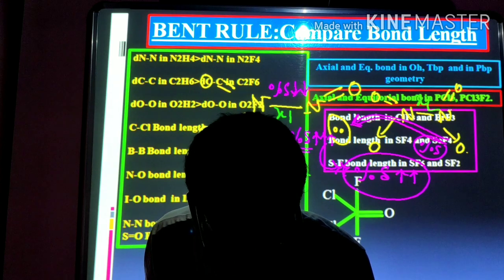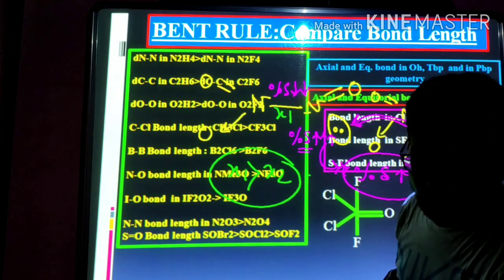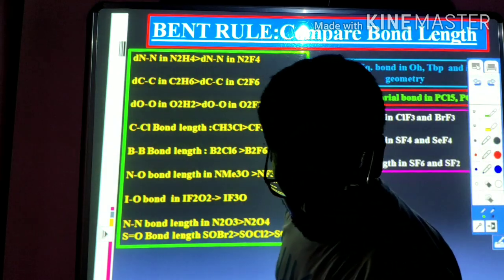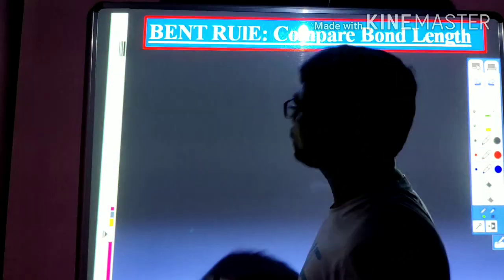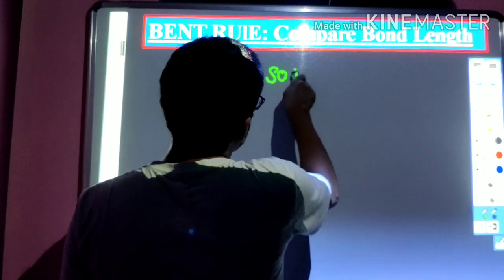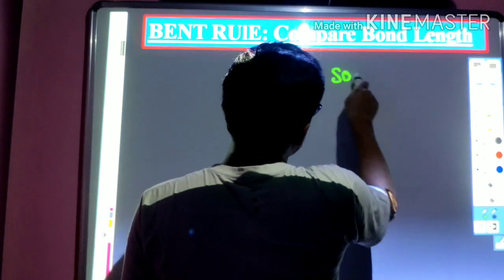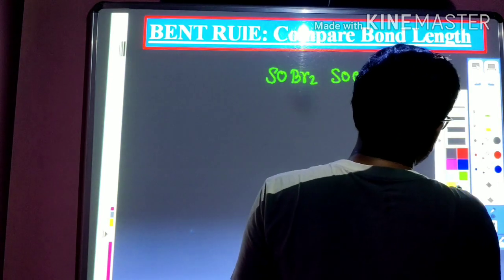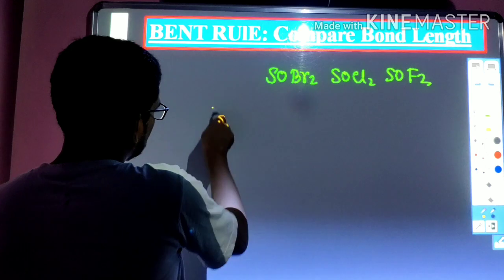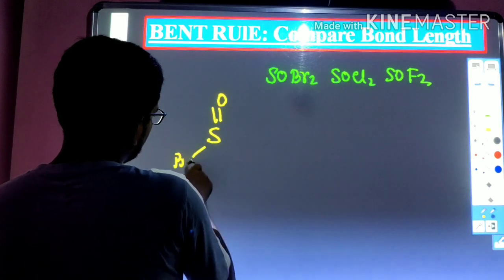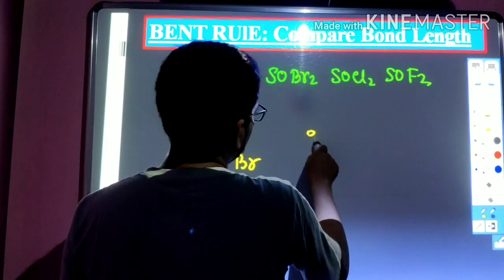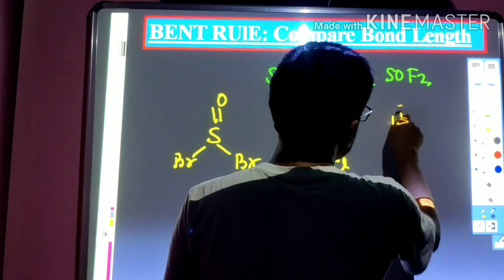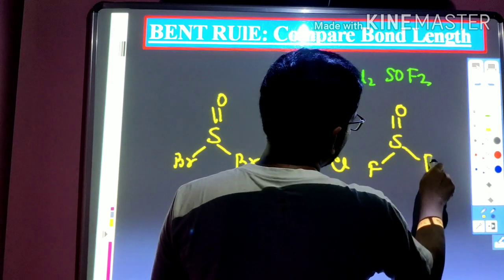Okay. Now, the S-O bond in SOBr2, SOCl2 and SOF2. Just write down the structure. S double bonded to O, with two Br on one; the next has two Cl; and the last has two F.